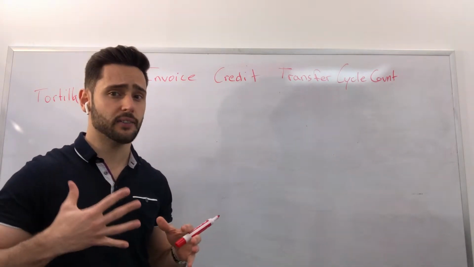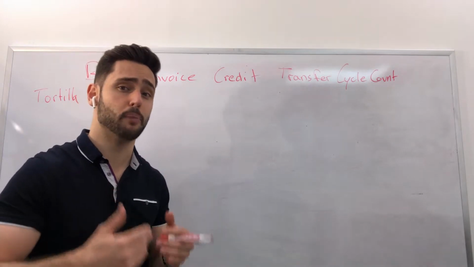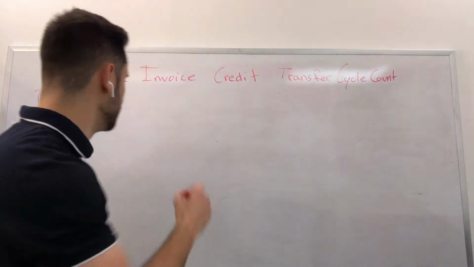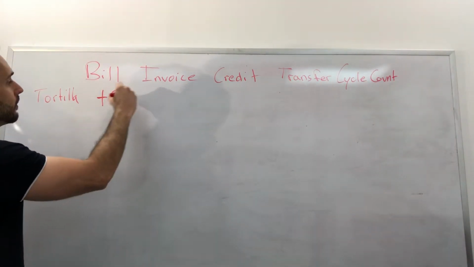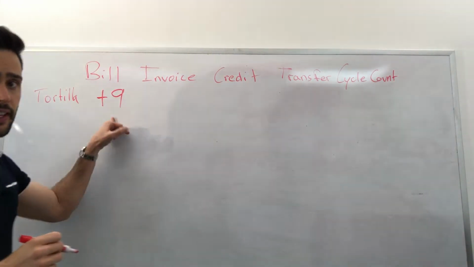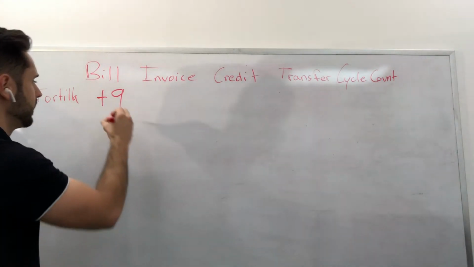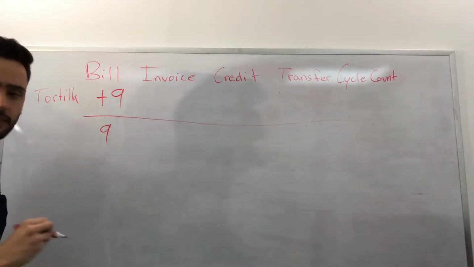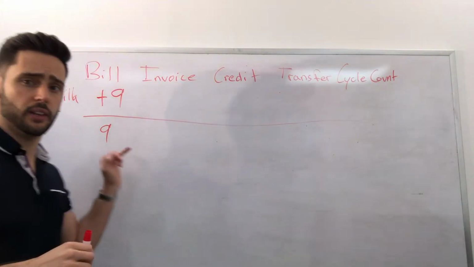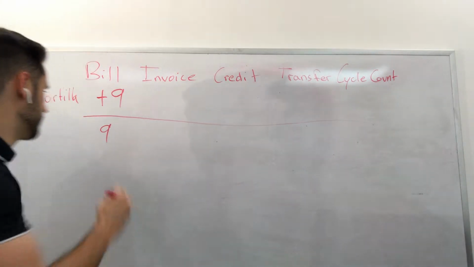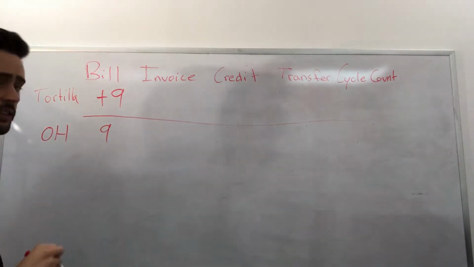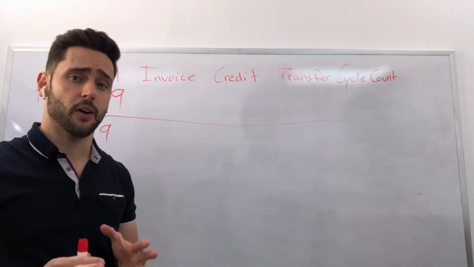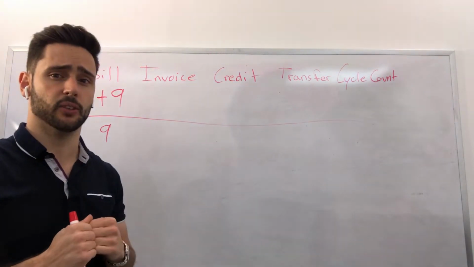So when you receive those 9 tortillas in and you put that bill into your accounting system, the inventory will increase by 9. That's the effect of the bill, plus 9, and the inventory down here is now currently 9. So you've got 9 tortillas in inventory. This is your on hand inventory. Now you've received those 9 tortillas into inventory.